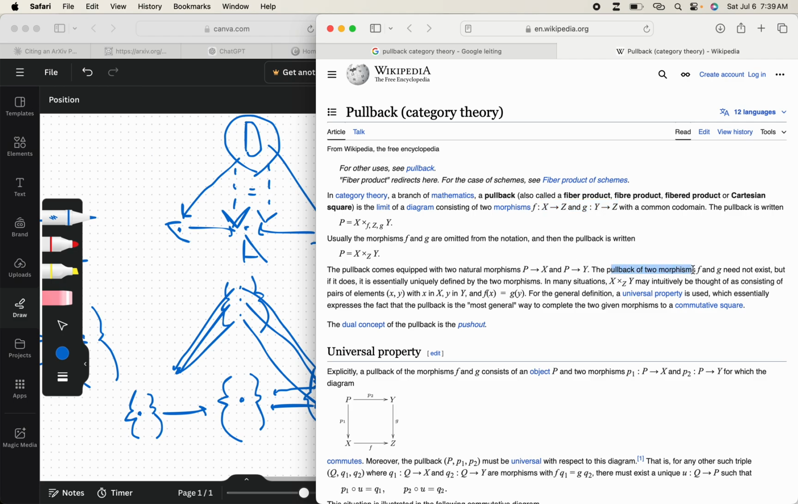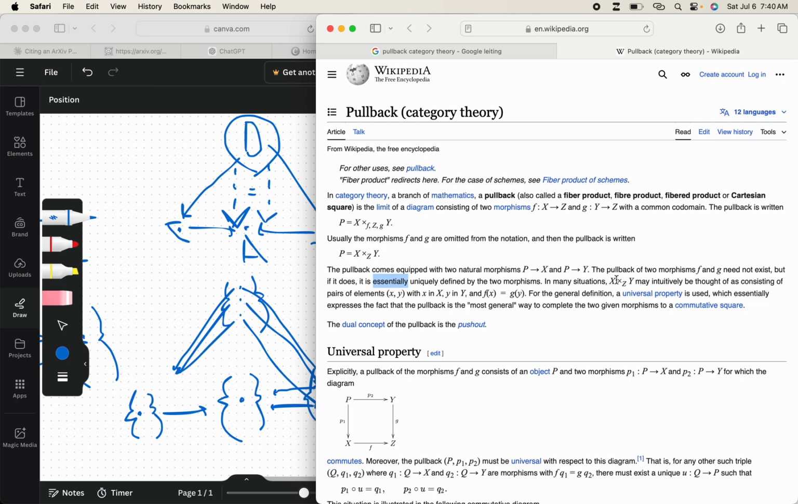The pullback of two morphisms need not exist, but if it does, it is essentially uniquely defined by the two morphisms. I'm wondering if this has a specific meaning, or if it's just a synonym for basically or something, because in mathematics people tend to become extremely precise. So I'm asking myself, can we get rid of this word here and just say it is uniquely defined by the two morphisms? I don't know.